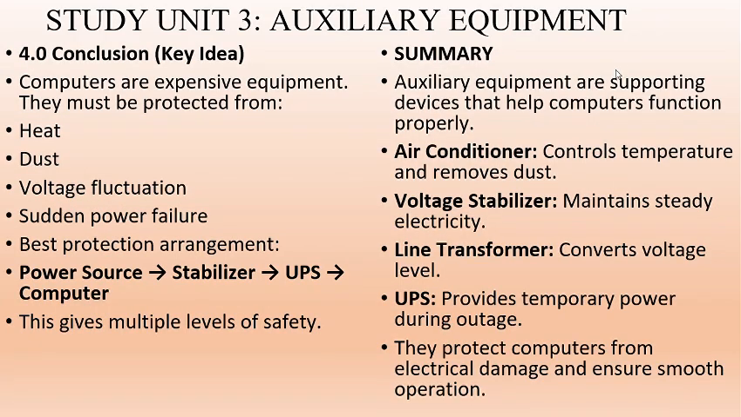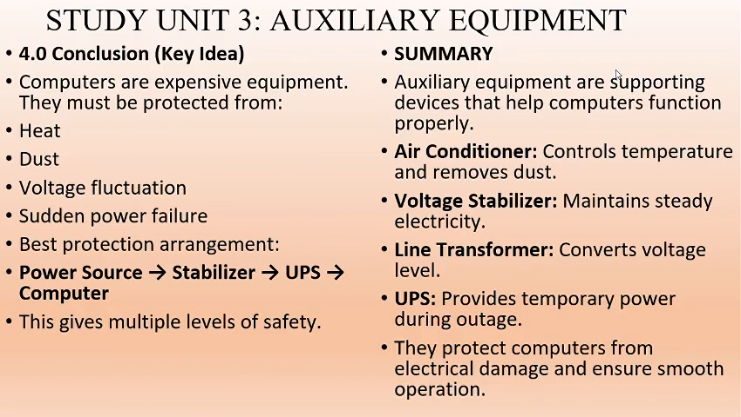Maintain steady electricity. And we have the line transformer that converts voltage level. And we have the UPS that provides temporary power during outage. So they protect computers from electrical damage and ensure smooth operation. These are the work of this auxiliary equipment.